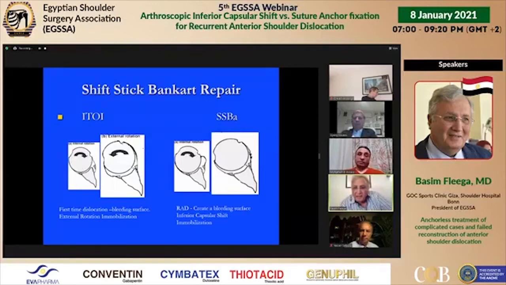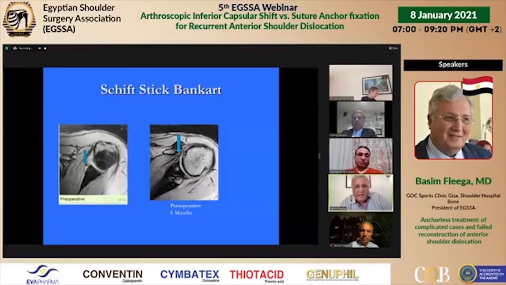and then doing an inferior capsular shift. These are in cases of recurrent dislocation, and thus pulling the capsule laterally and having the same effect as the external rotation and immobilizing the shoulder. This is a case pre-operative and post-operative 6 months later.